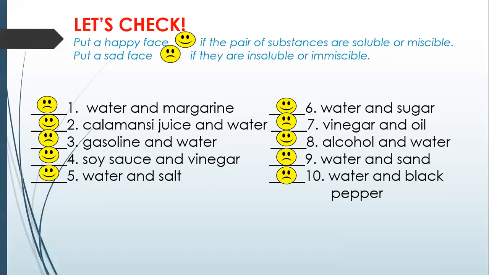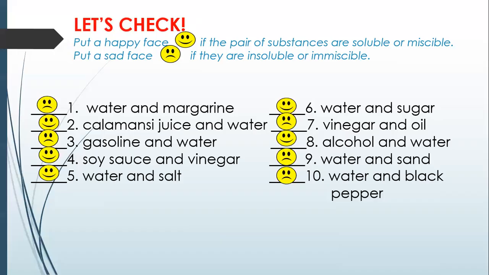Number 1, water and margarine. It's a sad face. They don't mix together. The margarine would float on top of the water. Calamansi juice and water. Of course, smiley face. They can mix. They're soluble. They're miscible, I mean. Gasoline and water. Oh, sad face. They don't mix because gasoline is a kind of oil.